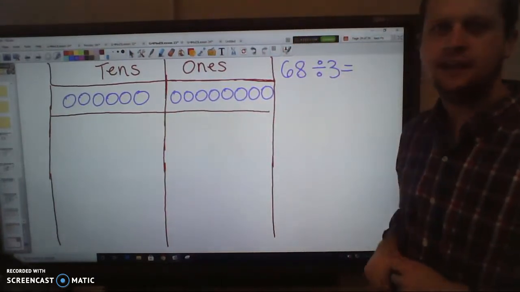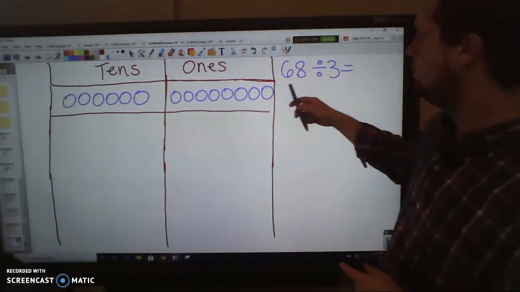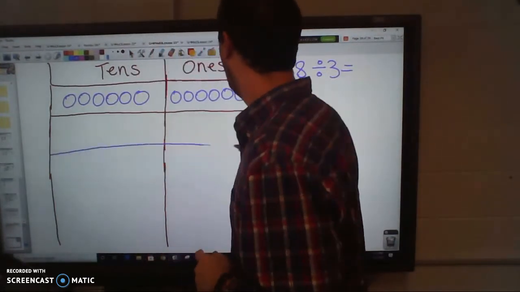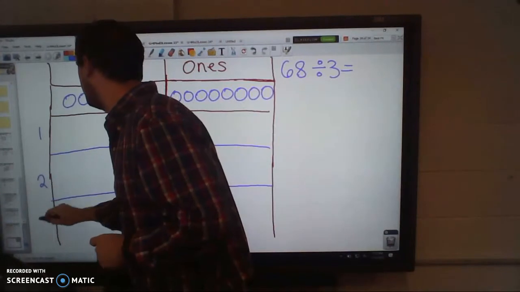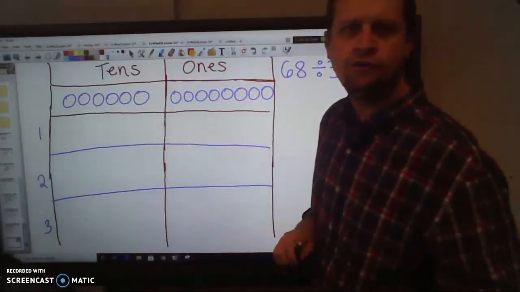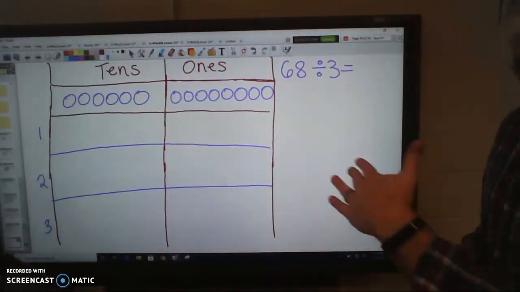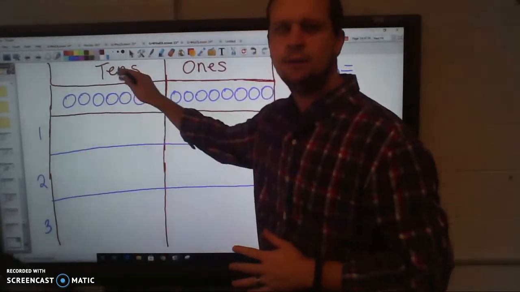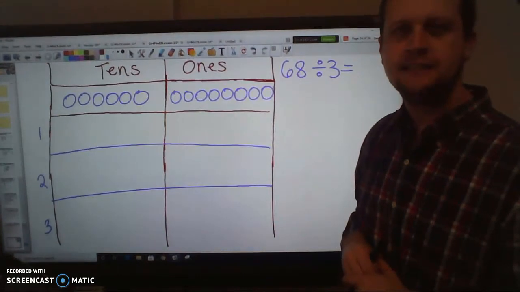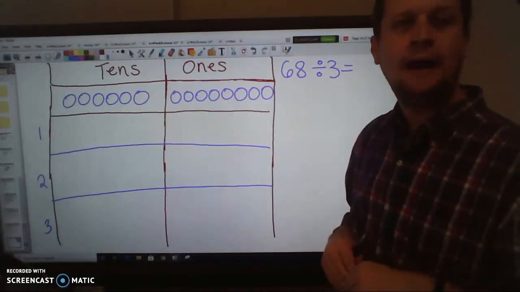68. Okay, and I'm dividing 68 into 3 parts. 1, 2, 3. Remember, when we are dividing, we start with the largest place value. So because I have 10s, I'm going to start off dividing my 10s. Okay, so I'm going to divide them out evenly.